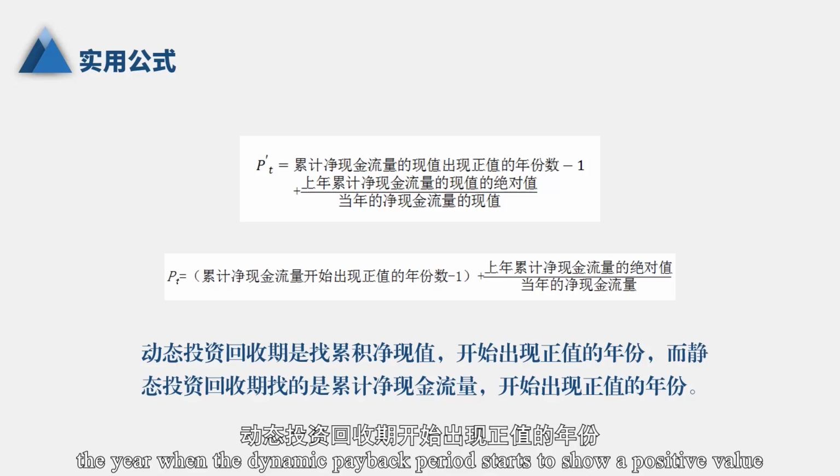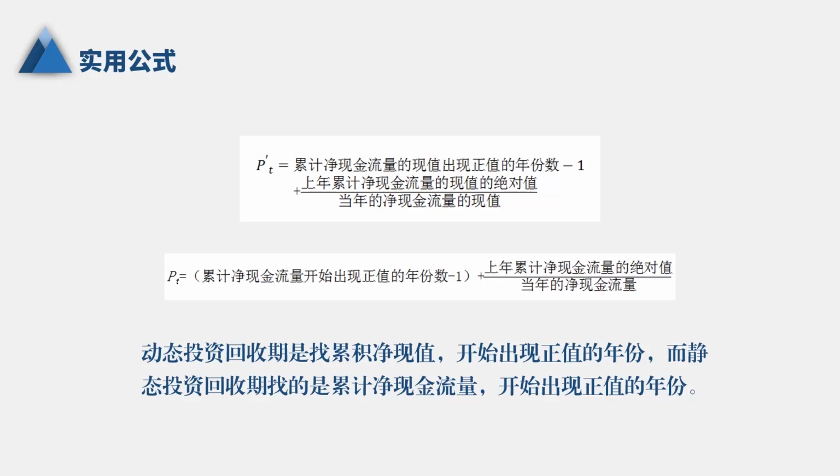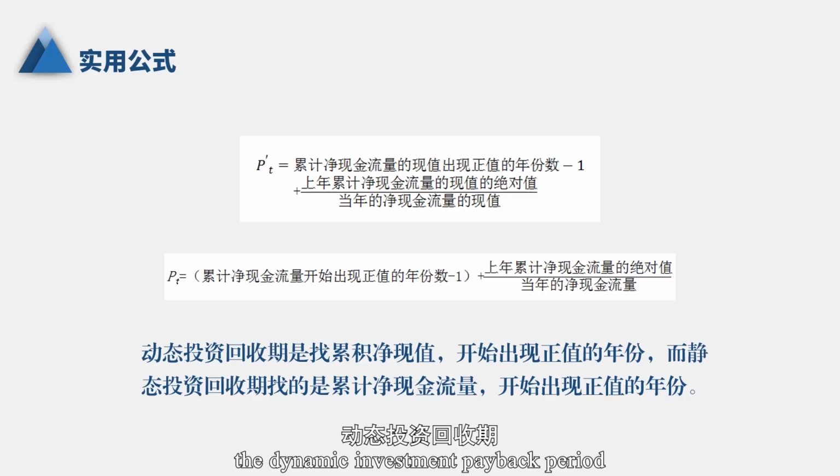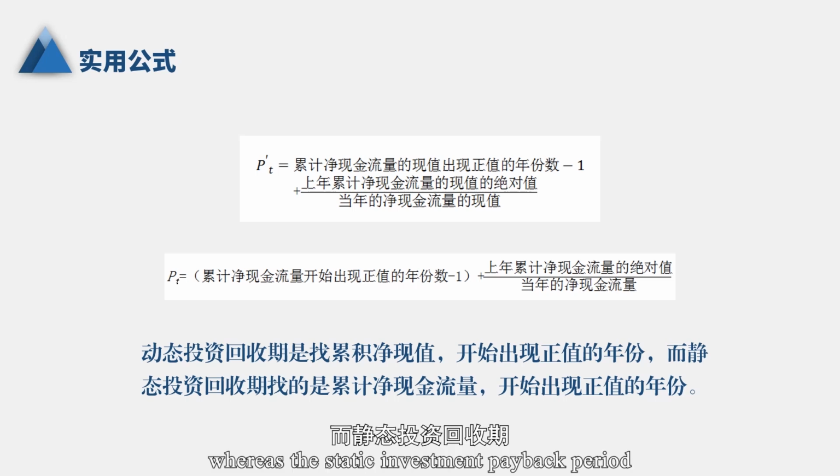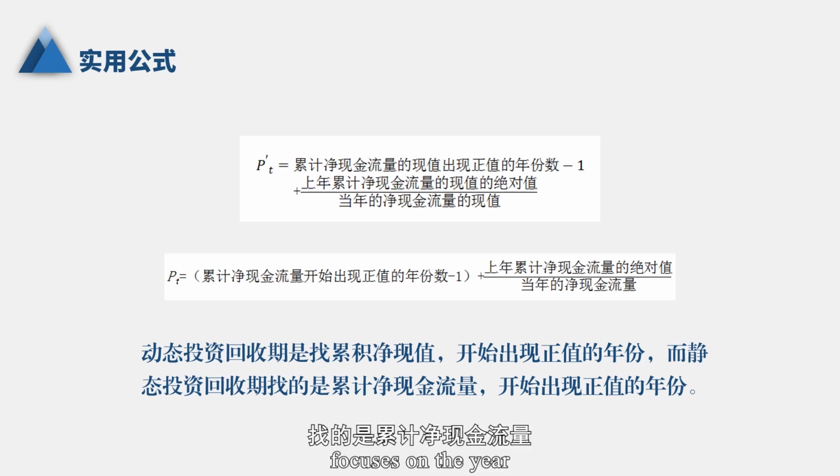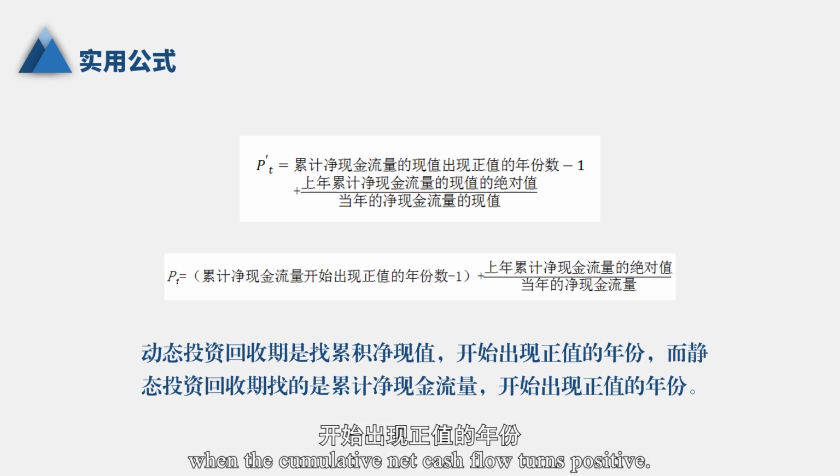The year when the dynamic payback period starts to show a positive value. We can see that the dynamic investment payback period focuses on the year when the cumulative NPV turns positive, whereas the static investment payback period focuses on the year when the cumulative net cash flow turns positive.